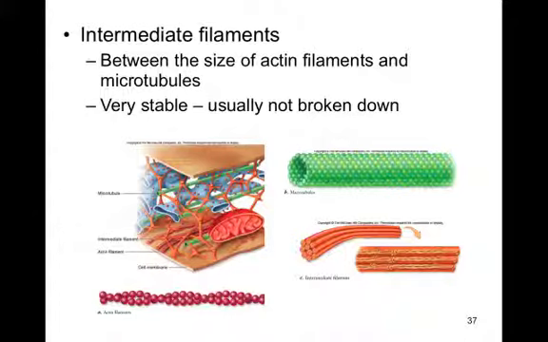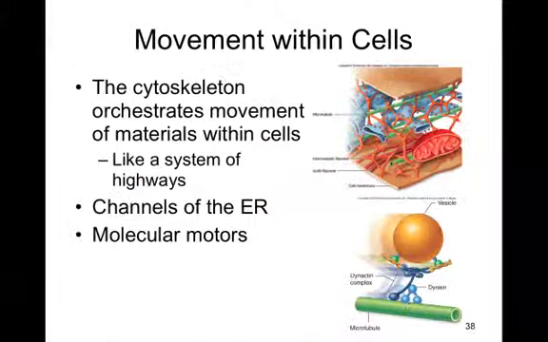The final type of filament are these orange ones here, the intermediate filaments. They're partway between the size of the actin filaments and the microtubules. They're very stable, and of all the components of the cytoskeleton, these ones are generally not broken down. So you'll see microtubules and actin filaments being broken down and reconstructed in different areas of the cell. So how does movement occur within the cells?